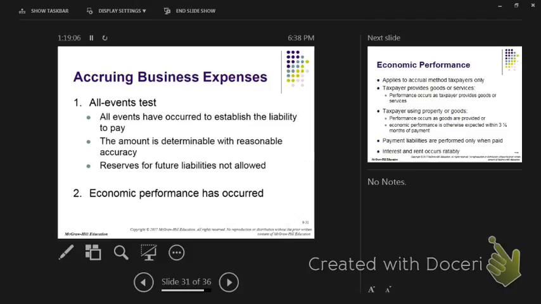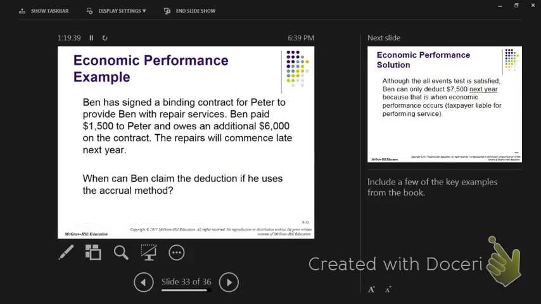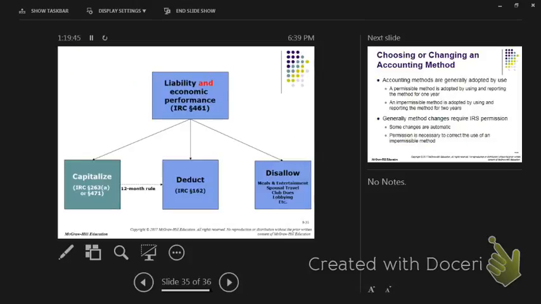And then accruing business expenses, this is the last few slides here. It's called economic performance has occurred. We're looking at all events that are going to test the reliability of the asset. This again gets into a little more complexity of whether the taxpayer is using the goods, how they're using the goods, and how the payments of the liabilities are taking place. This goes a little bit beyond. You can see I left these steps and the examples in here if you want to take a look at them.